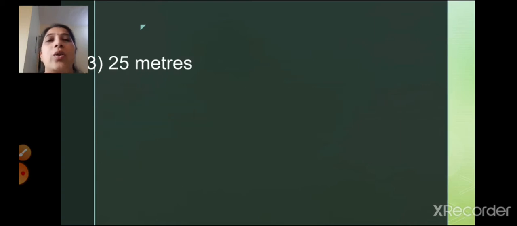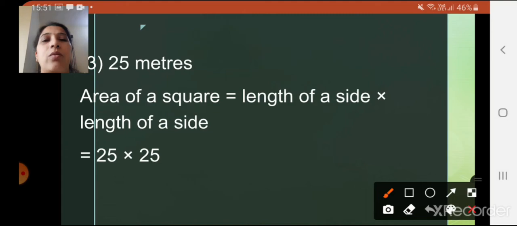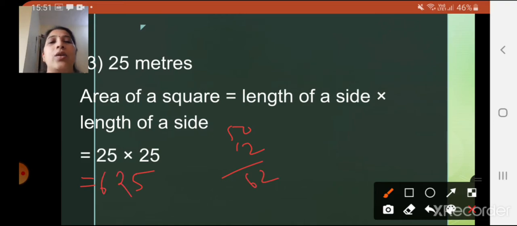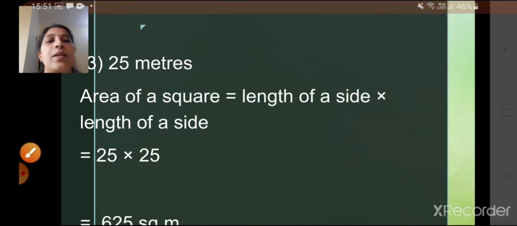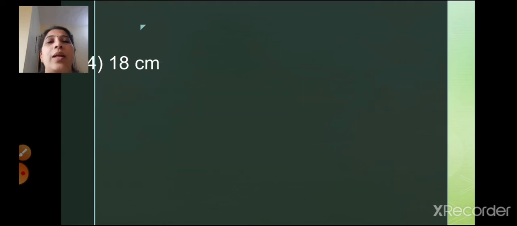25 meters. So length of the side of the square is 25 meters. So first we will write the formula. Area of a square is equal to length of a side into length of a side. So we will write 25 into 25, right? So we will carry out multiplication. 25 fives are 125. So 12 carried over, 25 twos are 50. So 50 plus 12, how much you get? 62. So you get answer 625, right? So you will write 625 square meter. Let's move to the fourth one.